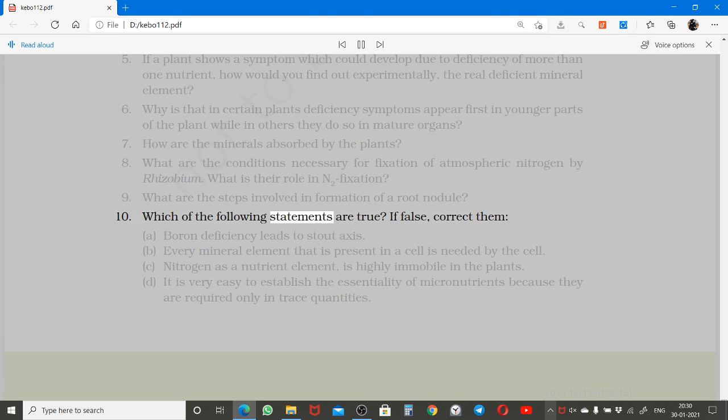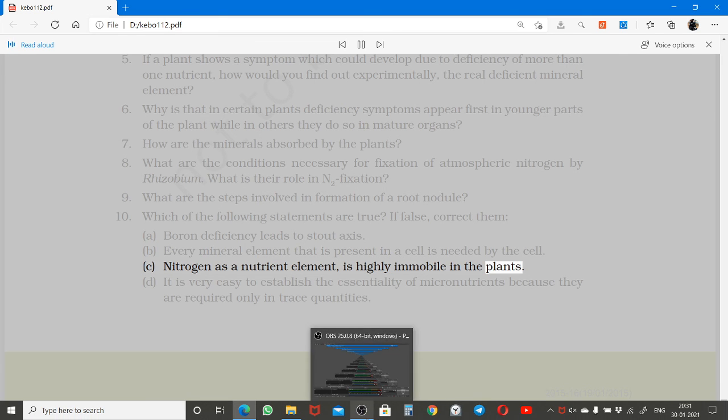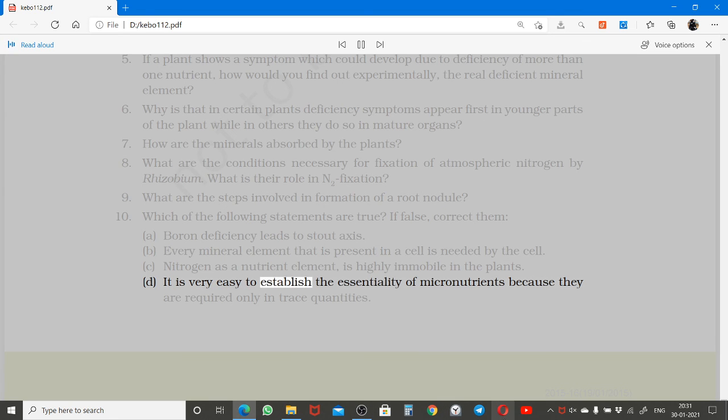10. Which of the following statements are true? If false, correct them. A. Boron deficiency leads to stout axis. B. Every mineral element that is present in a cell is needed by the cell. C. Nitrogen as a nutrient element is highly immobile in the plants. D. It is very easy to establish the essentiality of micronutrients because they are required only in trace quantities.